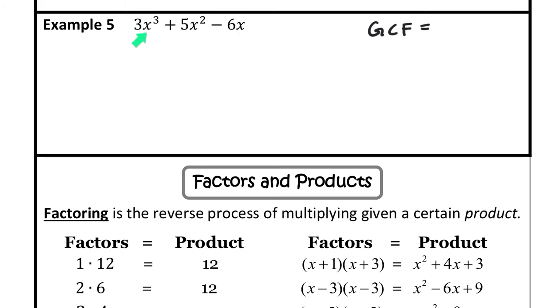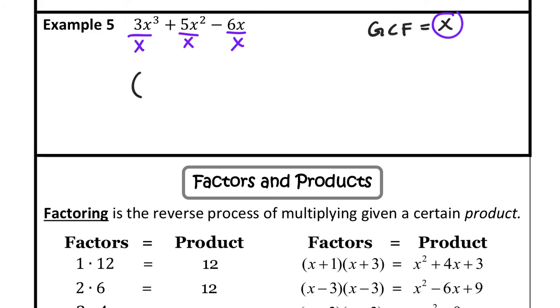The first one has 3 x's, the second one has 2, and the last one has 1. So at the very least, the very minimum number of x's that they have in common is at least 1 x in common. So this being my GCF, I'm going to divide all 3 terms by x.